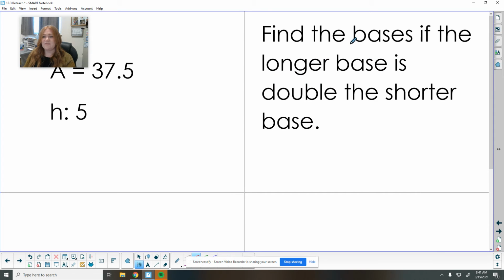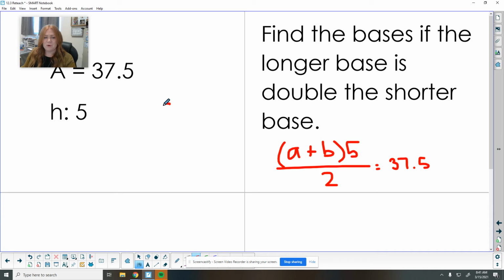Okay, this one we want to find the bases, so we are looking for A and B. We don't know those. But to connect A and B, the height is 5. We'll cut the whole thing in half, and that gives us an area of 37.5. So normally we would add A and B, then multiply by the height, which is 5, and then cut it in half. But we need A and B by themselves, so we're going to do everything backwards and opposite.